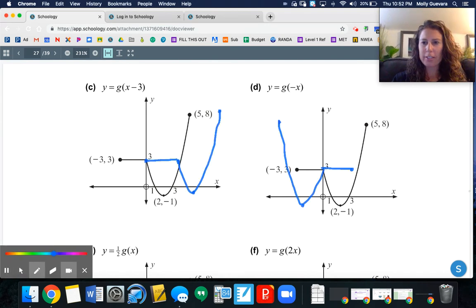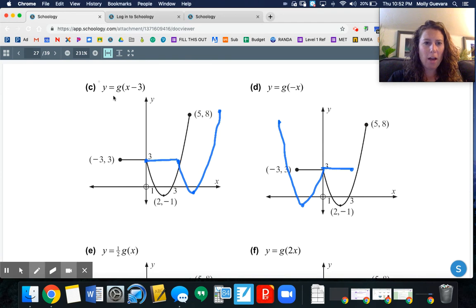All right, so check your work here. For C, this is just telling me I'm moving everything 3 units to the right. Okay, so I just moved every single point 3 units to the right. Not very beautifully, but I did it, right? And then D, because this negative is inside the function, that's going to be a y-axis reflection. So I reflected every single point over the y-axis.